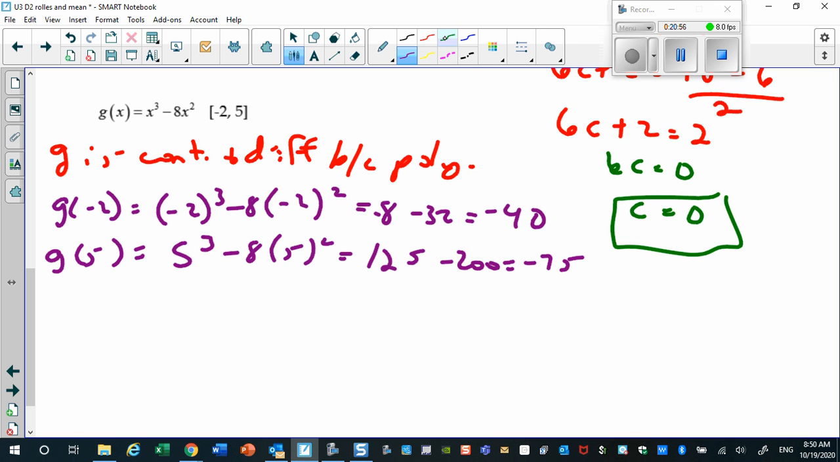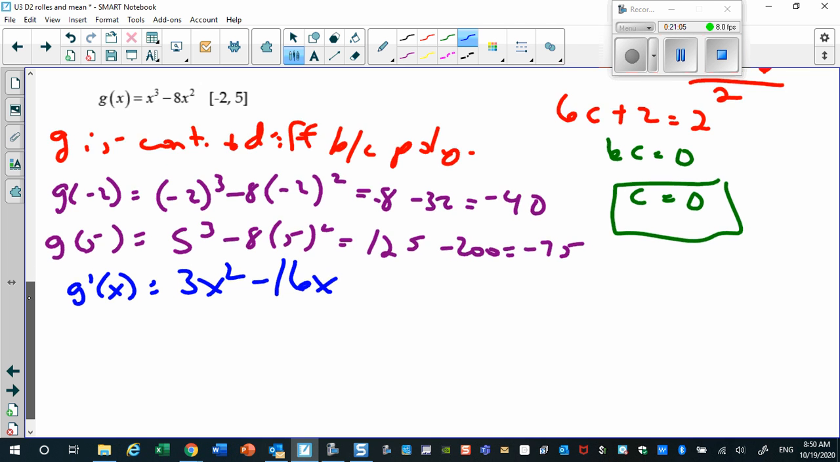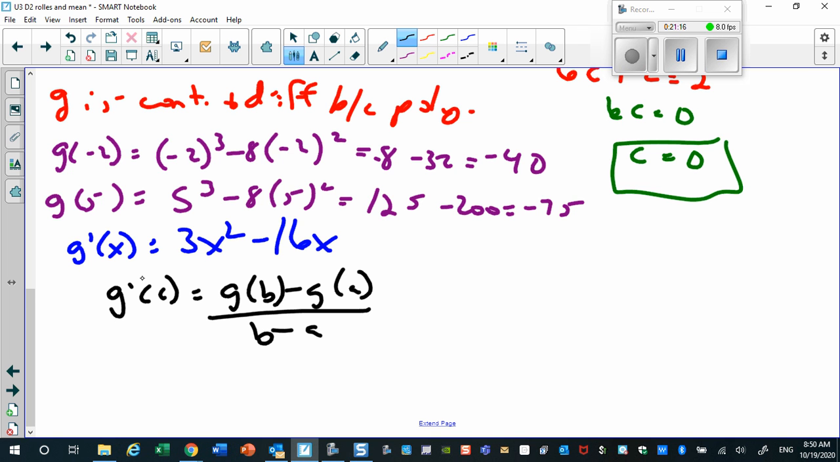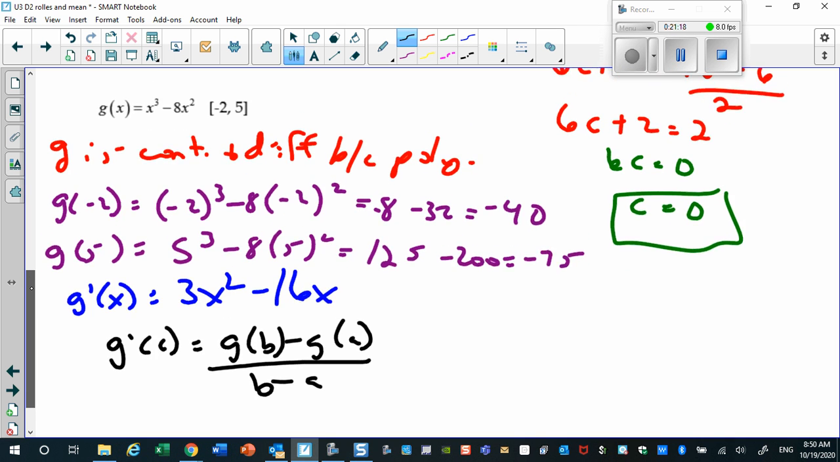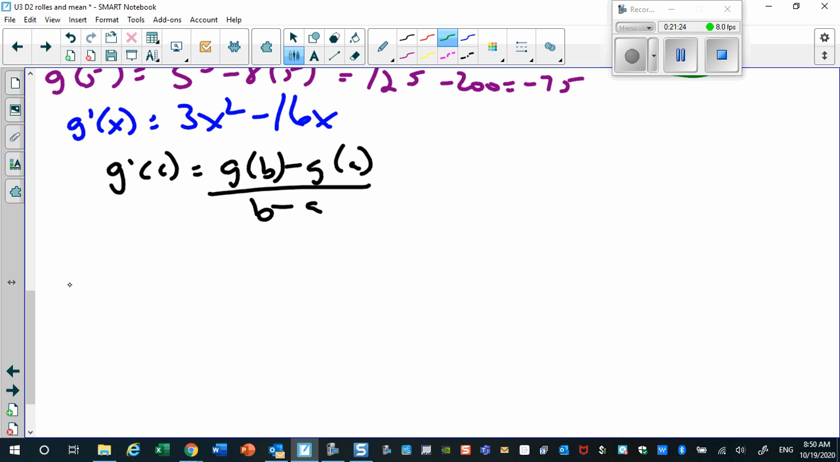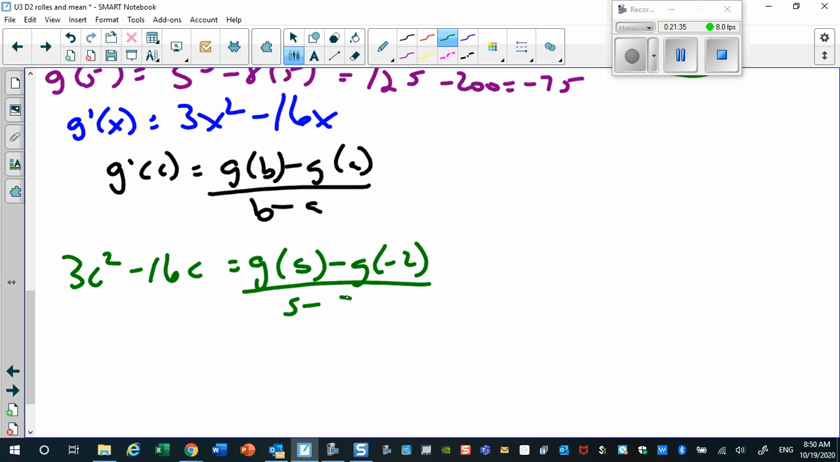So now let's talk about g prime of x. 3x squared minus 16x. And now I'm going to talk about the formula. It says g prime of c has to equal g of b minus g of a over b minus a. And again, I have negative 2 and 5. So g prime of c is going to be 3c squared minus 16c. And this is going to be g of 5 minus g of negative 2 over 5 minus negative 2.